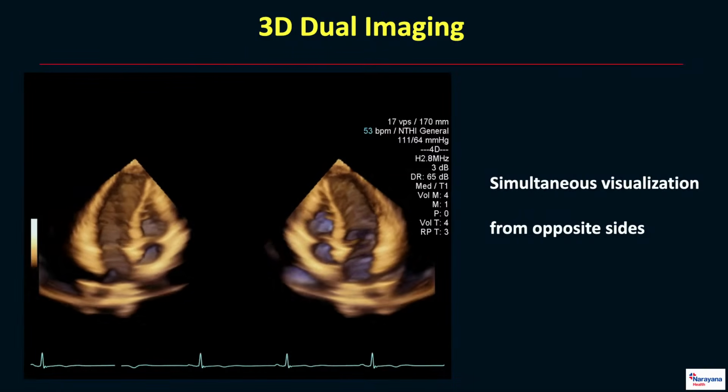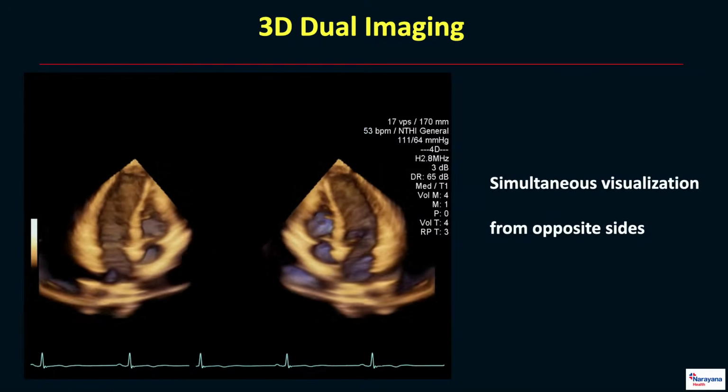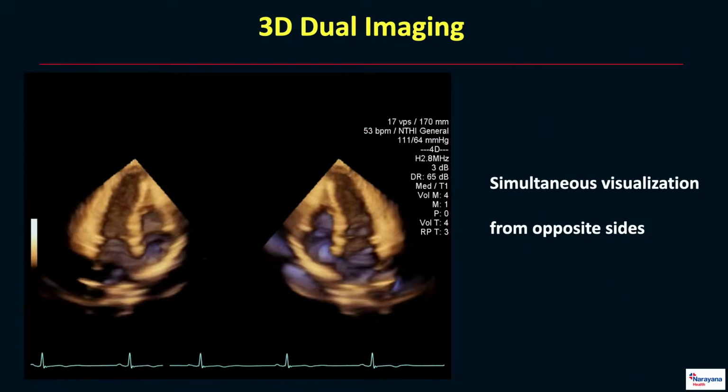And then you have this knob called dual imaging. Anytime you have an image and you want to see the other side of it, the front and back, you just switch to dual imaging. It gives you a simultaneous view of the reverse side of the image.